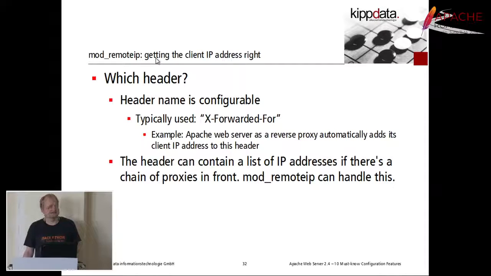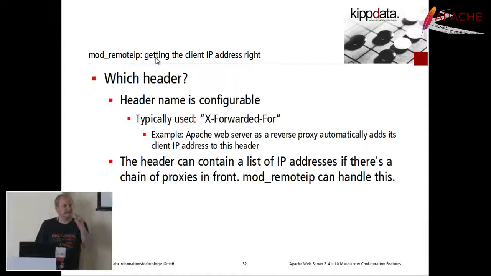So you can use any header you like, but mostly X-Forwarded-For gets used because it's very easy to set. So typically you get an X-Forwarded-For header that already contains the client IP address. In reality, it can contain a list of addresses, because if you have a chain of proxies in front of you, everyone might add another address there.